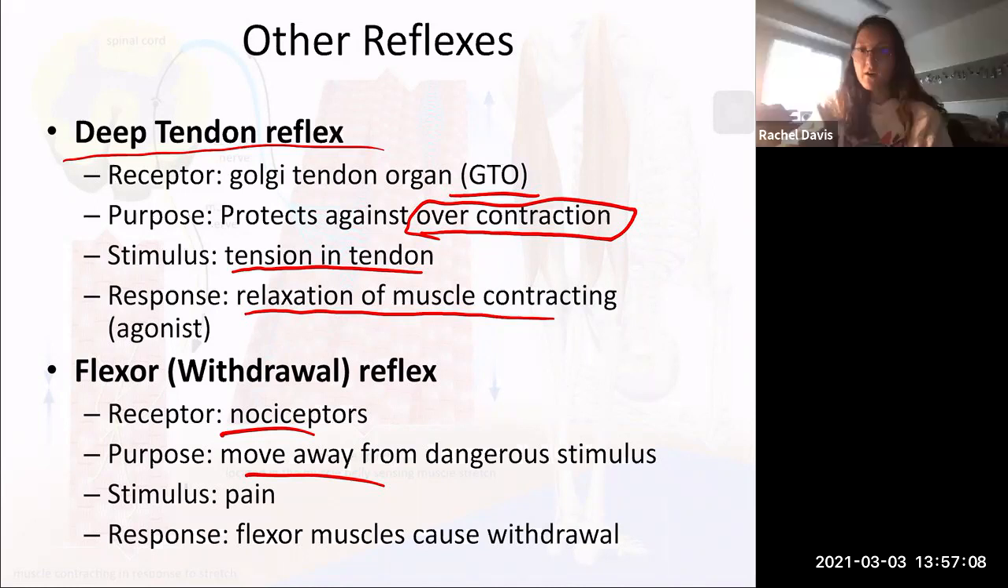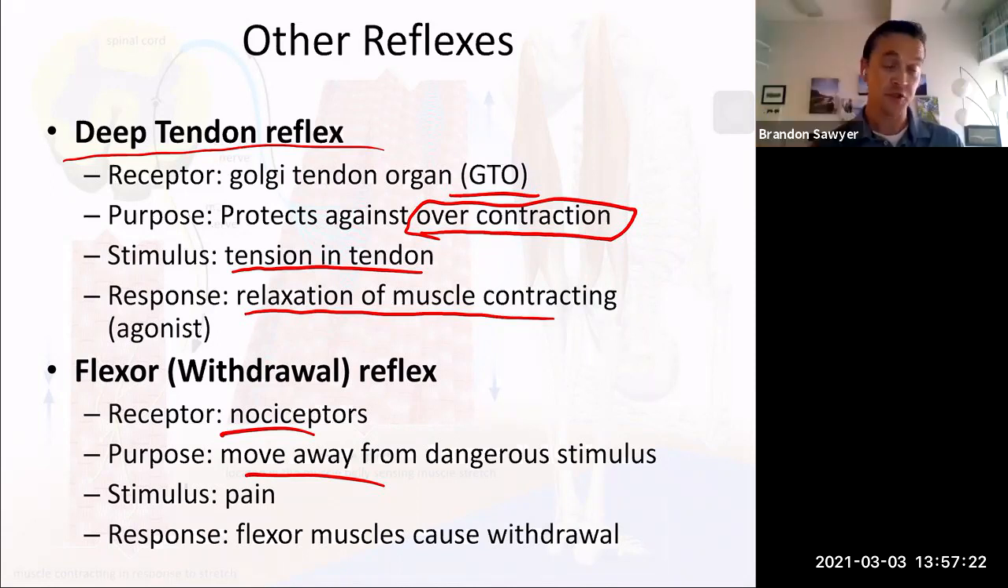I just had a question. I was wondering if there's a condition where the person doesn't have these reflexes? Sure, not that they don't have them, but there are definitely conditions where the reflexes are dampened or overactive. You can have hyperreflexivity, where these are too strong, or hyporeflexivity, where these aren't strong enough.